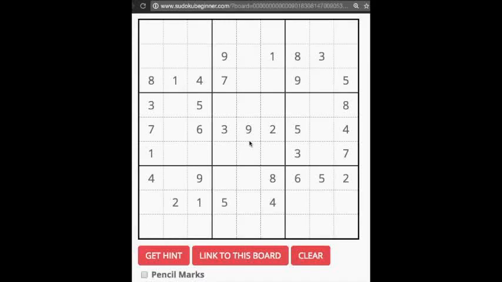Hey everybody, I'm going to show you how to solve another Sudoku puzzle today. Once again, I'm using www.sudokubeginner.com and I'll put a link to this exact puzzle down below so you can follow along.